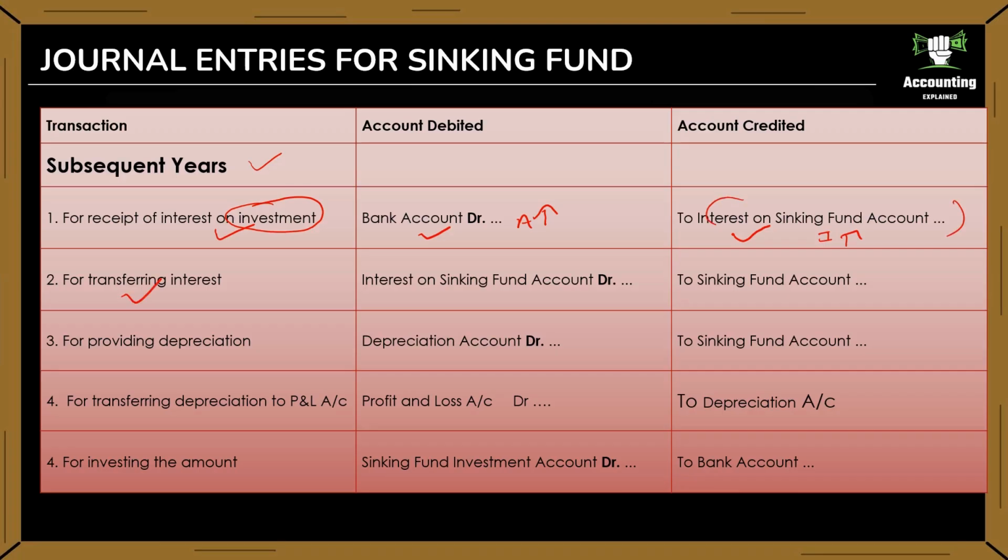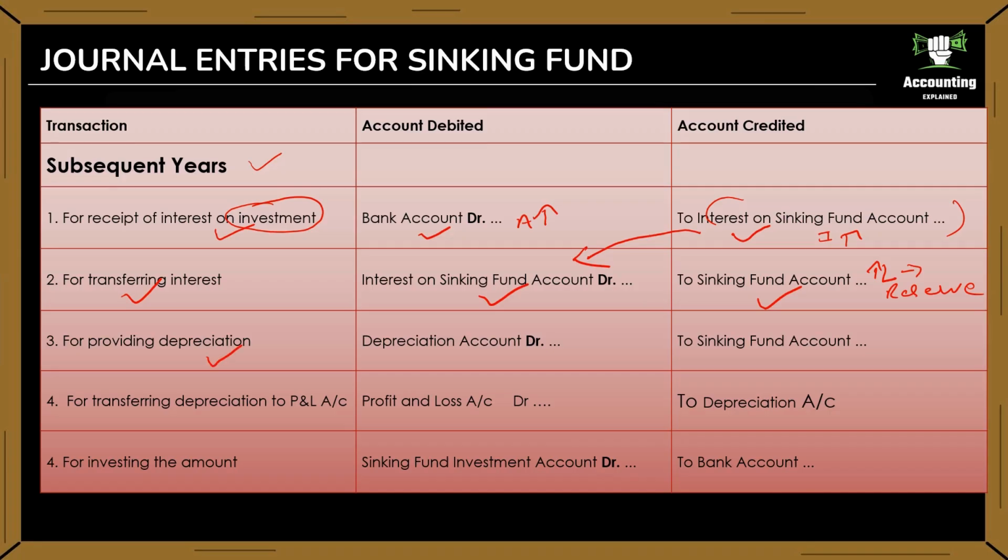For transferring interest, this interest on sinking fund account, which is credited here, is going to be transferred to sinking fund. For transferring, the opposite of credit is debit. So interest on sinking fund account debit to sinking fund account. Equivalent to the interest amount, we are going to increase the liability, that is our reserve. Okay, that is why sinking fund account is credited.